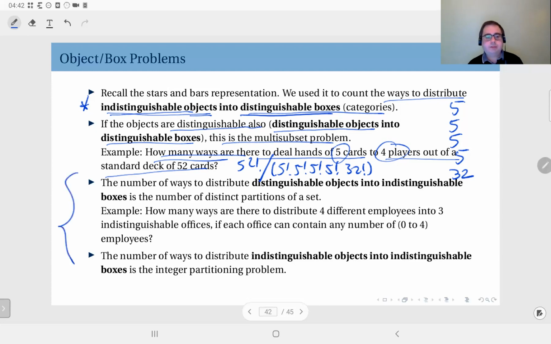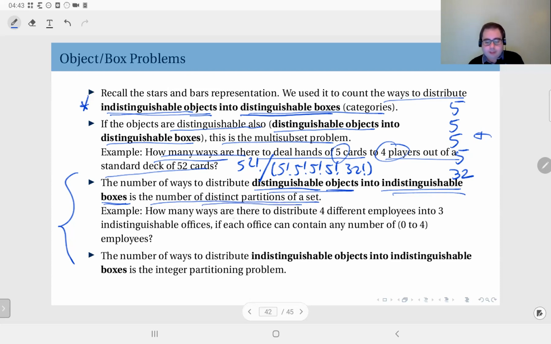Now the final two we haven't seen yet, and these in fact are quite difficult. The number of ways to distribute distinguishable objects into indistinguishable boxes. The boxes being indistinguishable usually complicates the problem. This we call the number of distinct partitions of a set. Now here we had a partition before, but the format of the partition was fixed. Here, with distinguishable objects, the elements are different from each other. The elements of the set are distinguishable, but you distribute them into indistinguishable boxes. So this is the number of distinct partitions of a set.